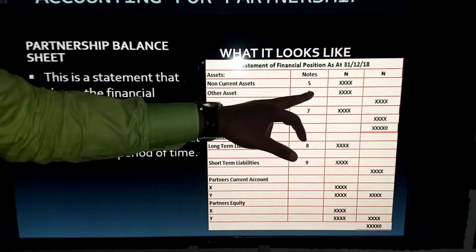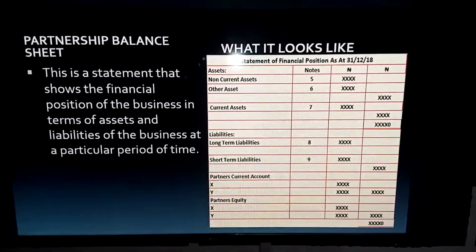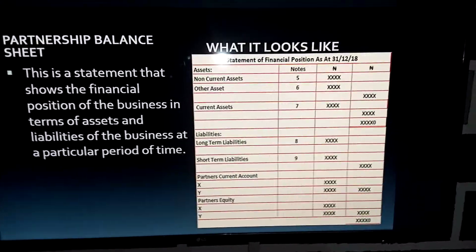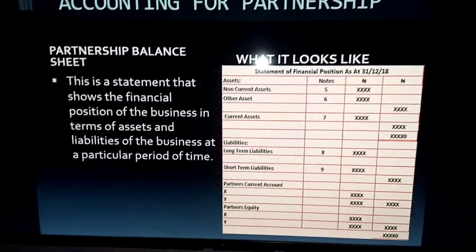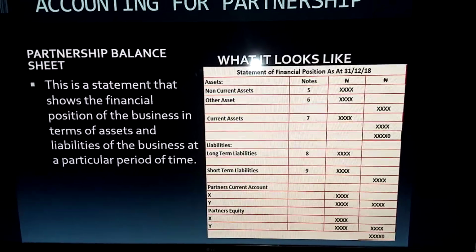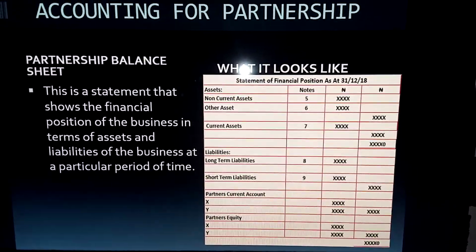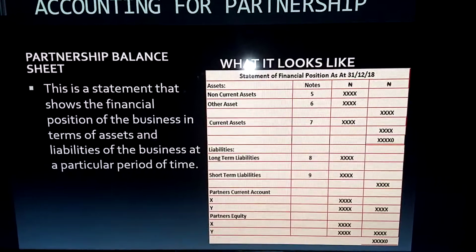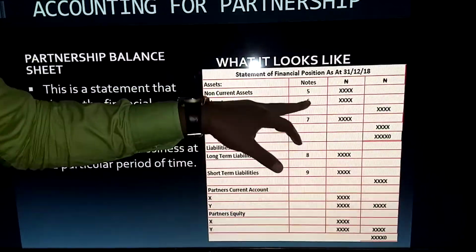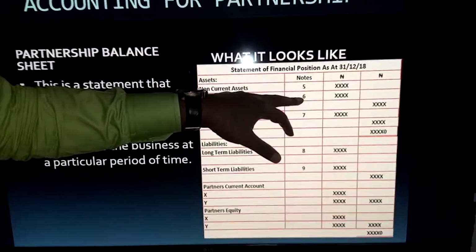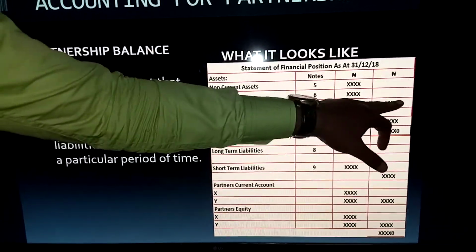Other assets, so any other asset aside from fixed assets. Maybe you have goodwill, patent right, copyright, some fictitious asset that has to be recognized. So the total there is what we call other assets here. So the note will show the breakdown of the value. So when you add this to this, you have this.